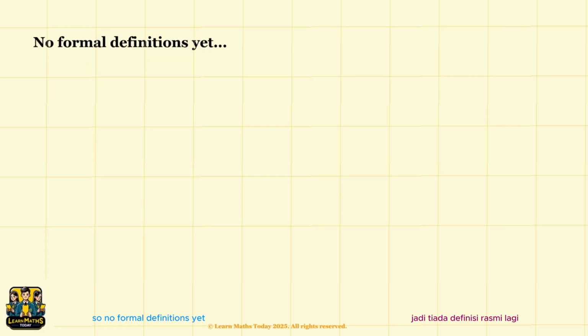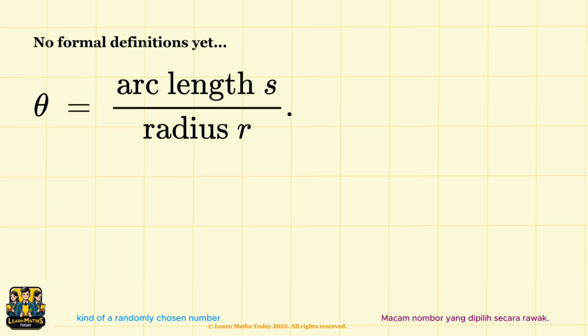So, no formal definitions yet, but the reason why we want radians is because it's more natural. It's built into the circle. It's in the definition of the radius of the circle, whereas degrees are kind of a randomly chosen number because it's very divisible.